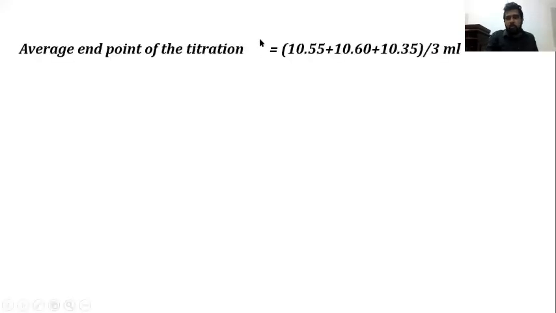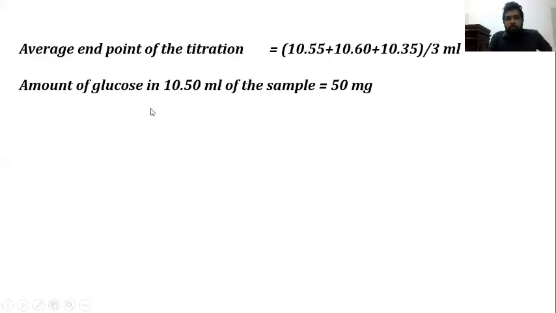Then we will move on to the calculation part. Okay, then what is the average endpoint of the titration? So I think you have a calculator with you. Please answer me. What is the average endpoint? It's 10.5. Okay. Then you have to take the sum of these 3 readings we're going to consider, and divide by 3. Okay, then you get 10.50. Then the amount of glucose in 10.5 milliliters of the sample is 50 milligrams.